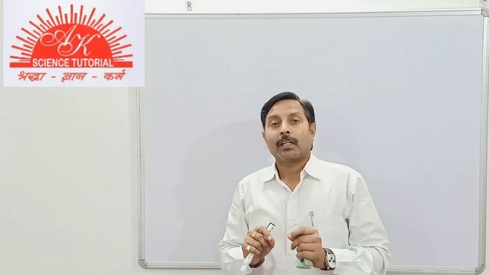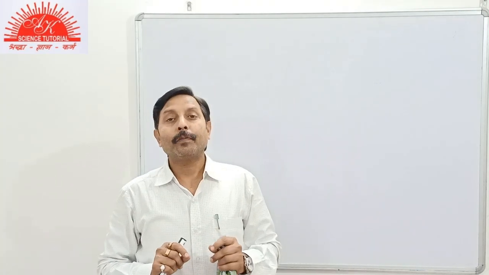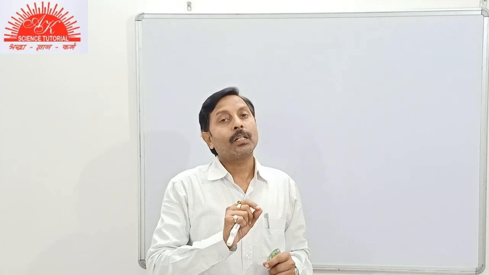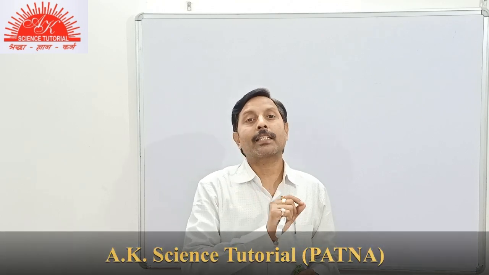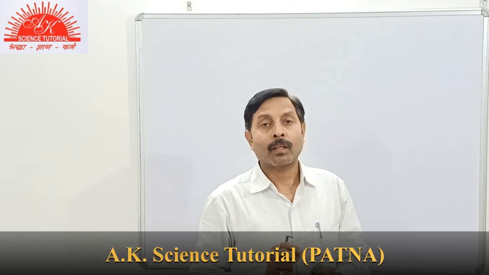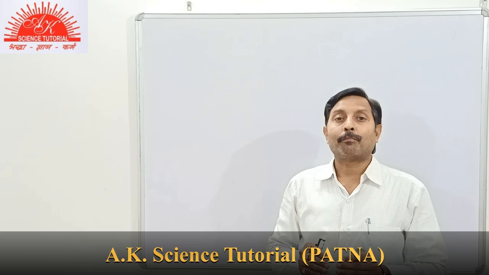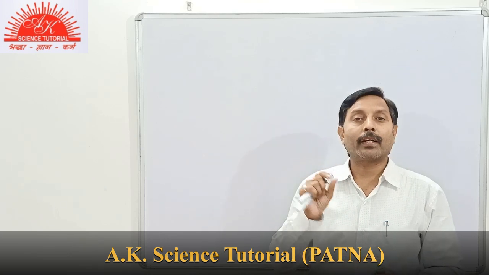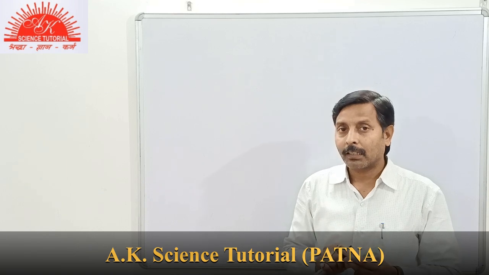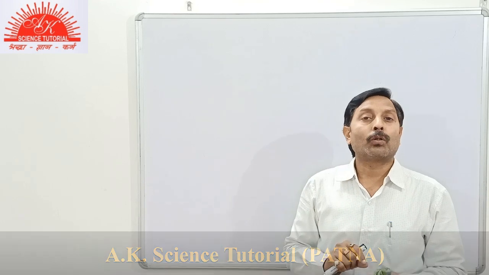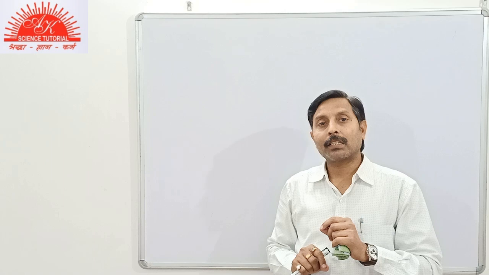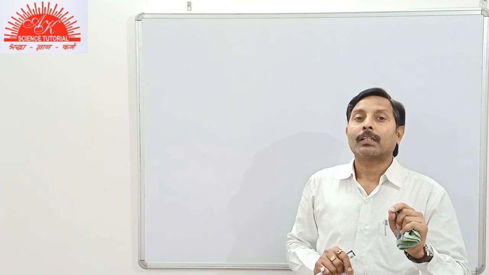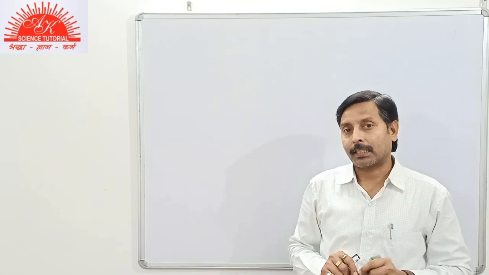Students, in today's class we will study the preferential discharging of ions. In the first example, the electrolysis of molten sodium chloride, we studied that at the cathode Na+ was discharged and at the anode Cl- was discharged.